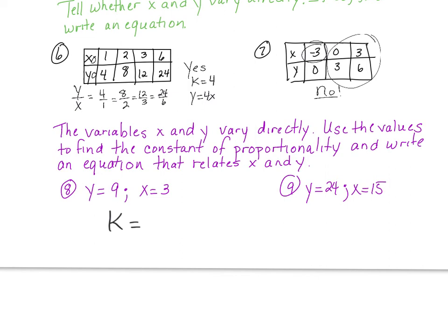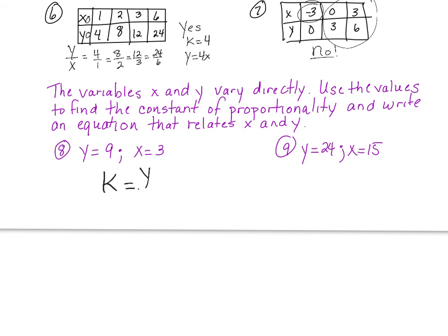We're going to use y over x, right? So just put y over x. What's my y, Jacob? Nine. Over, what's my x? Three. So what is k going to equal? Three. So what's the equation of this one? Jackson? Y equals 3x.